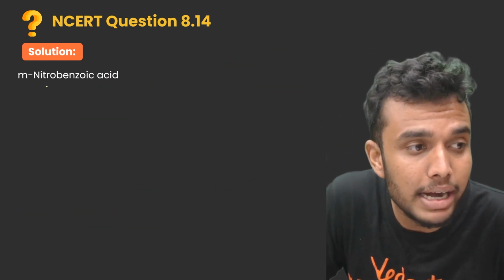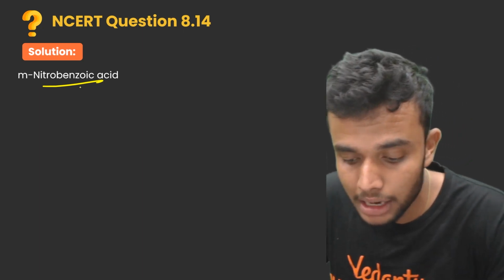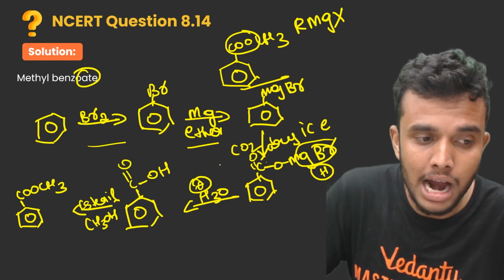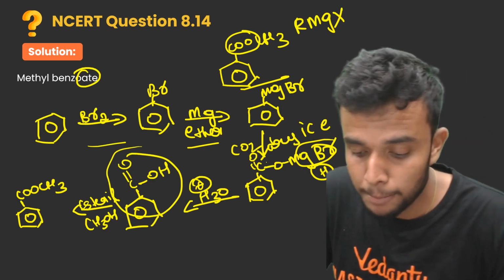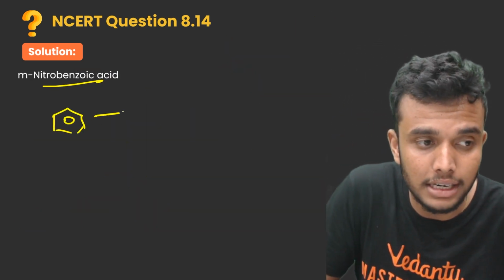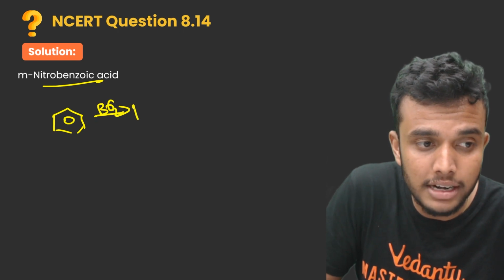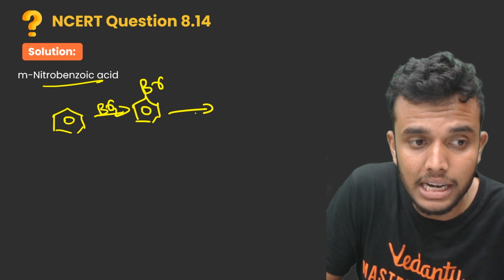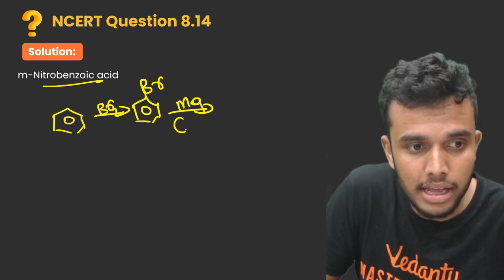The second one is meta-nitrobenzoic acid. We already know benzoic acid. Up to that step, the procedure is the same. First step is bromination, students. It yields bromobenzene. Next, it reacts with magnesium in the presence of ether.